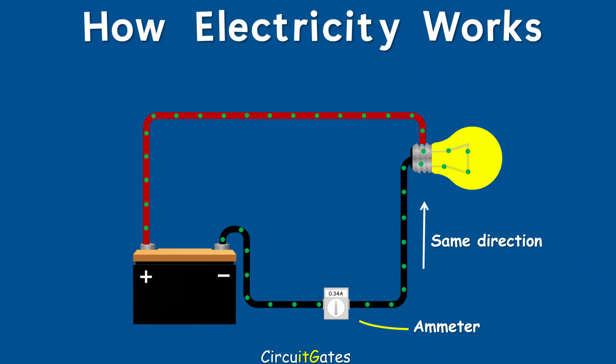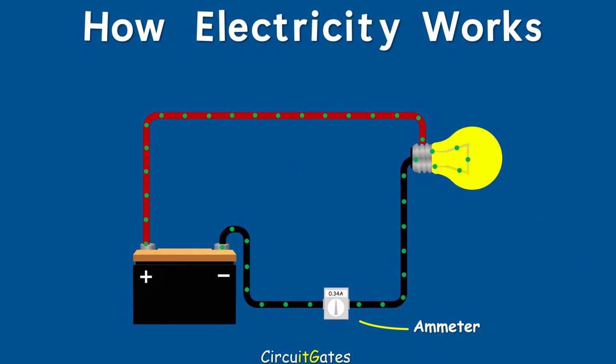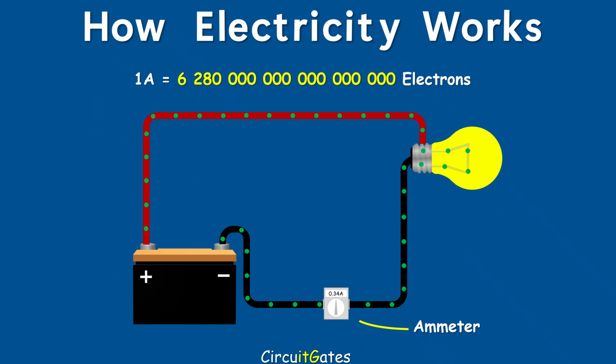The ammeter counts the number of electrons passing through it every second and displays them in amperes on the screen. 1 ampere is equal to 6.28 quintillion electrons passing through any point within a second.